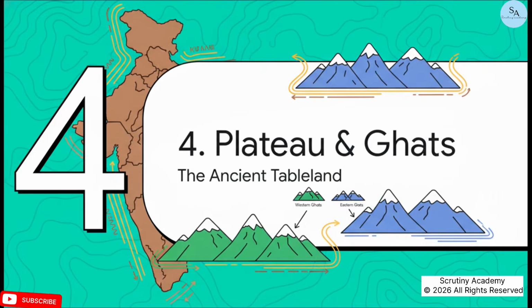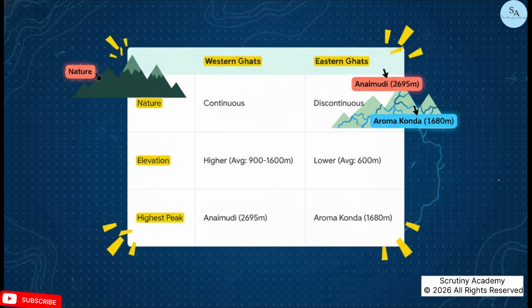Next up, we're heading south to the oldest landmass in India, the Peninsular Plateau. This ancient tableland is flanked by two super important mountain ranges, and I'm telling you, comparing them is one of the most important topics in this whole chapter. Okay, pay very close attention here because this is pretty much a guaranteed exam question.